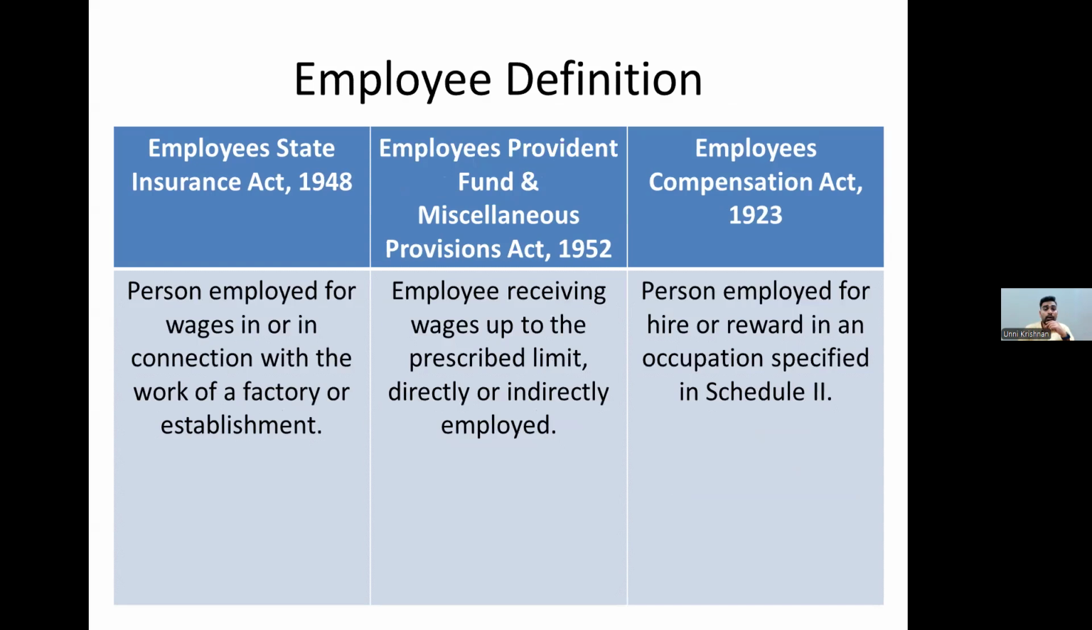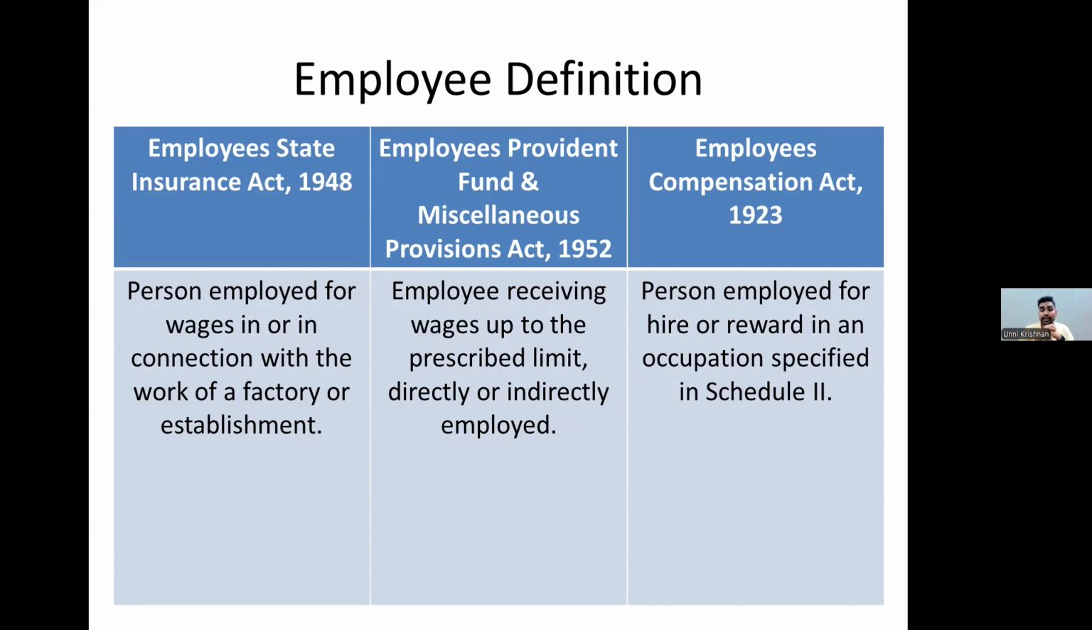Now, what is the employee? Is there any difference in the employee definition? In the ESI Act, it is a person employed for wages in or in connection with the work of a factory or an establishment. Not terribly important. Employees receiving wages up to the prescribed limit, directly or indirectly employed. Here also a wage limit is there.